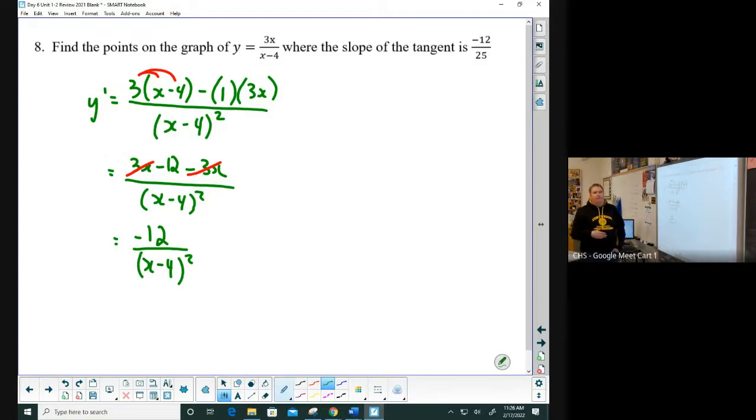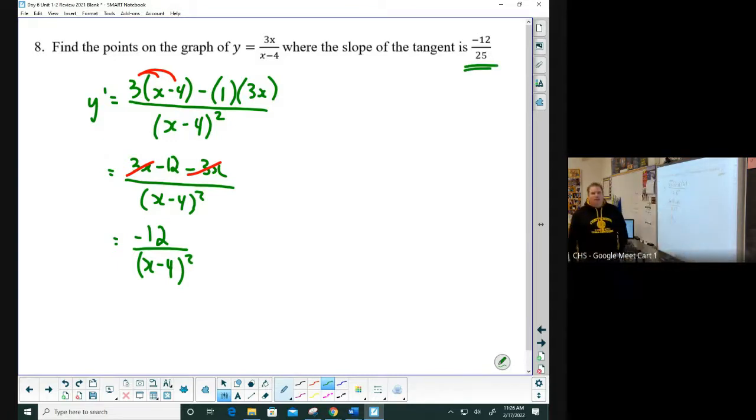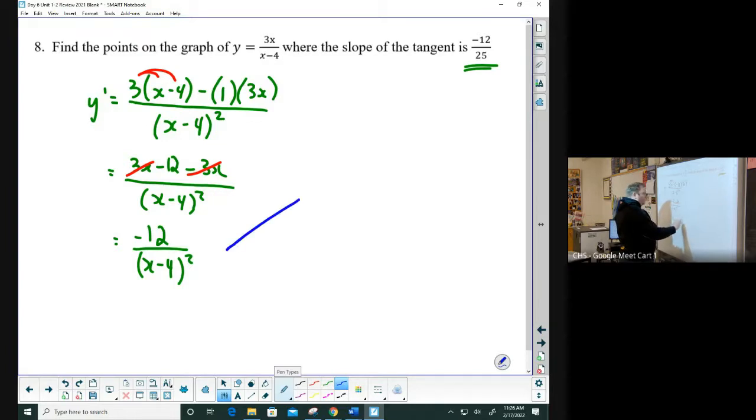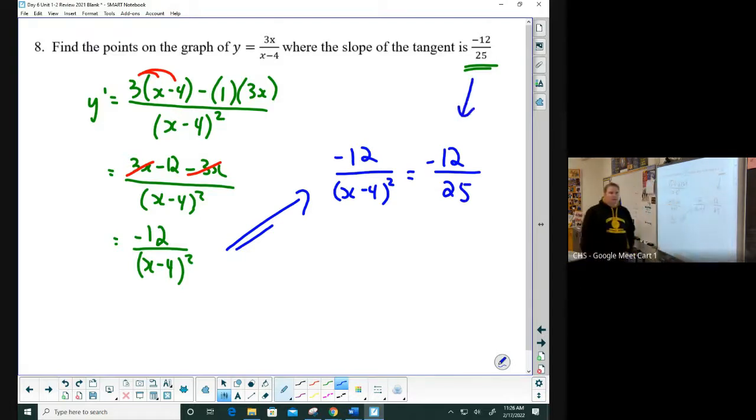So this is the derivative that represents all the slopes of tangents. I have a slope of tangent. I want to know what the x value is that gets me that. So just look here. Here's the slope, here's the derivative. -12 over x minus 4 squared equals -12 over 25. Luckily, Lauren fixed my mistake, so I would see that this almost looks exactly the same.